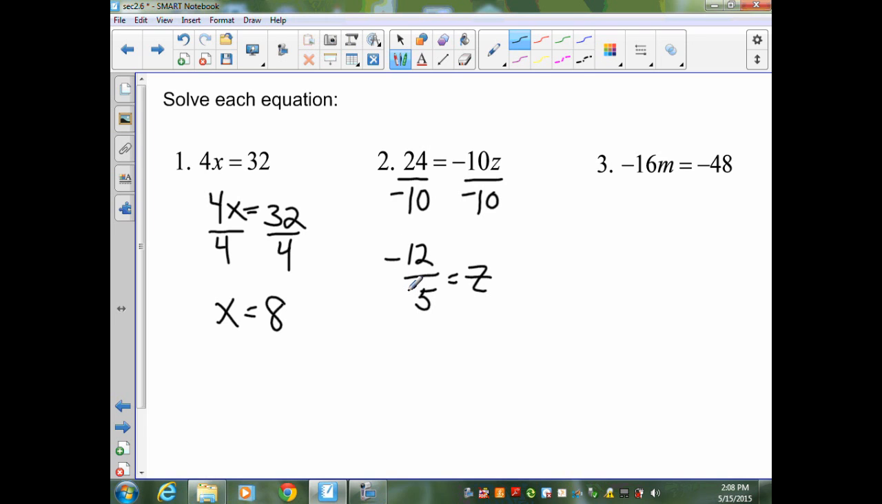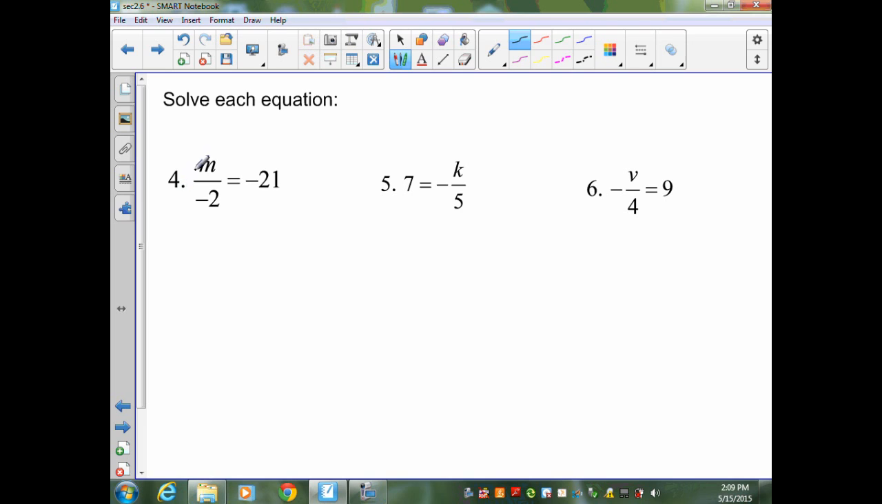Number 3. Again, copy the problem. Check to see if I need to simplify. I don't. Then I start on the variable side. Here, what's happening to the m is that I'm multiplying it by a negative 16. And what I'm going to do is now divide by the negative 16 on both sides. A negative 16 divided by a negative 16 is 1m. And a negative 48 divided by a negative 16 is going to be a positive 3.